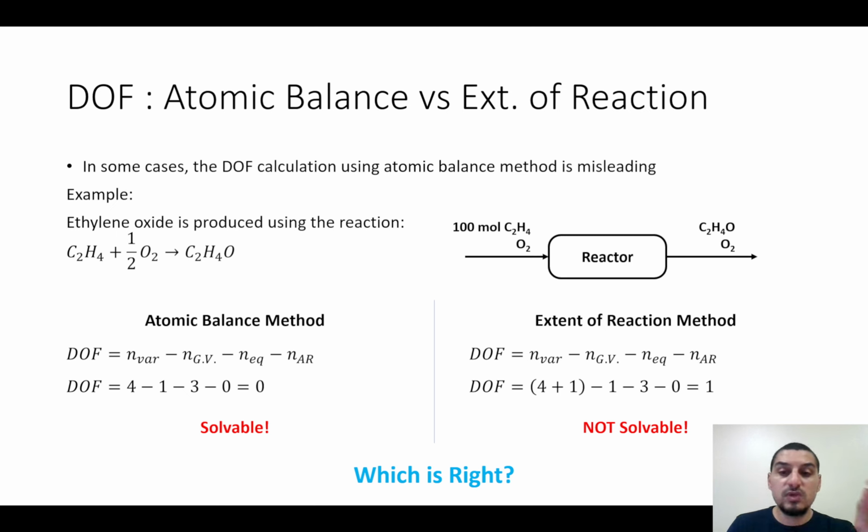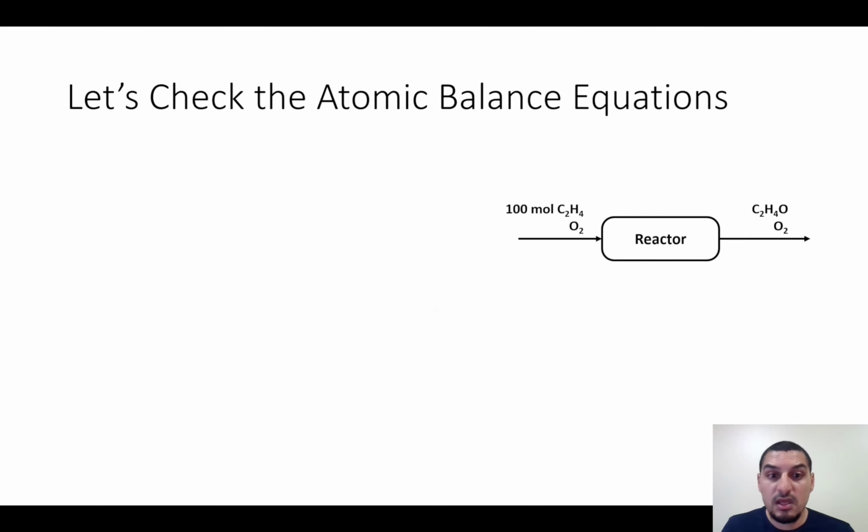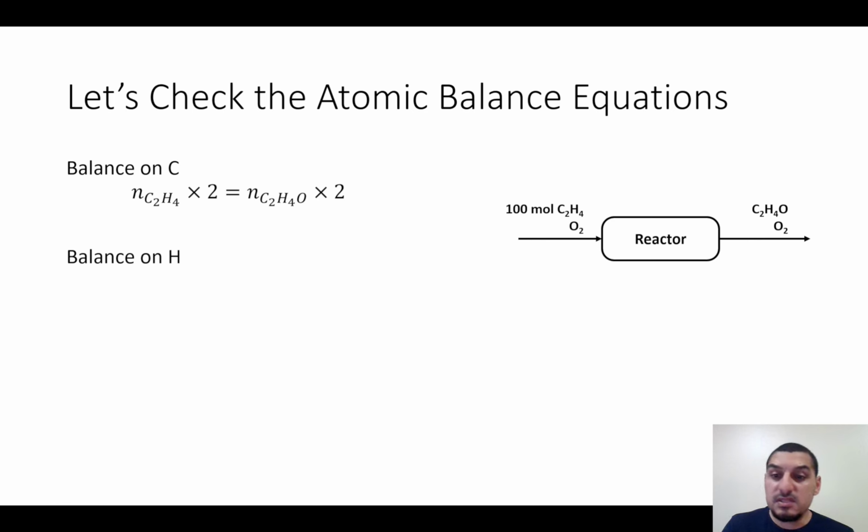To clarify this, we need to look closely into the balance equations of the reactor, the material balance equations using the atomic balance method. If we write the balance equation on carbon, it's a very simple and straightforward equation. It's 100 times 2 equals the number of moles of ethylene oxide times 2. We can use it directly to calculate the number of moles of ethylene oxide in the product stream. Now if we write the balance equation on hydrogen, it's going to be 4 times 100 equals 4 times the number of moles of ethylene oxide in the product stream.